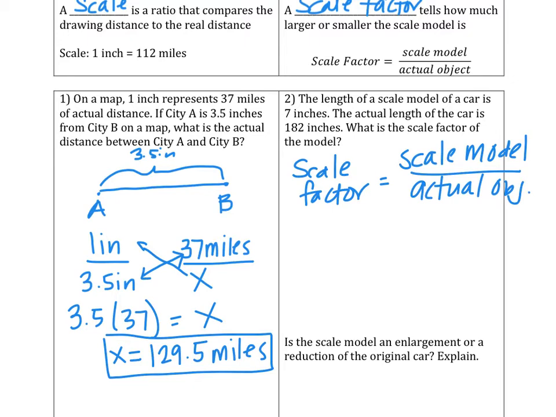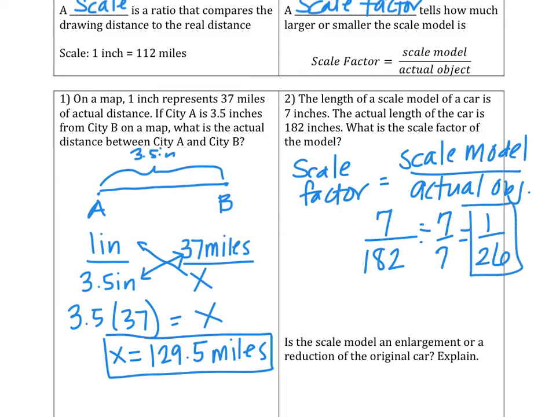So when we take a look at that, we see that our scale model is 7 inches and our actual object is 182 inches. So now we're going to find a common factor, which is going to be 7. So we're going to divide top and bottom by 7, and that's going to reduce down to 1/26. So 1/26 is the scale factor. Again, the scale factor is the scale model over the actual object.